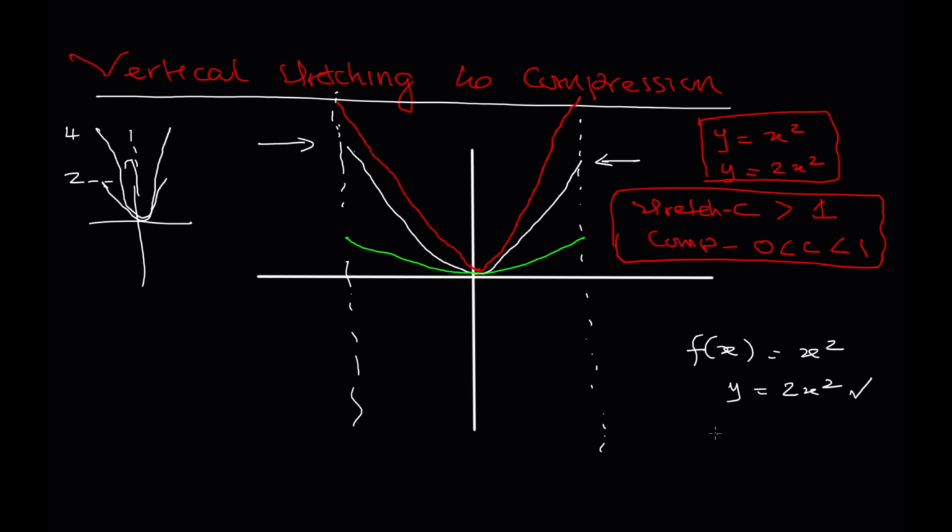Okay. Then the compression is when f of x, let's say it's still x squared, then I say y is equal to half x squared. So this will compress it to half, so for example, this one will come here and the y value here becomes 1. Okay, like that. So this is compression, this is stretching, but in these directions.